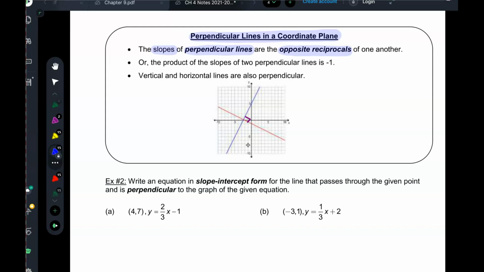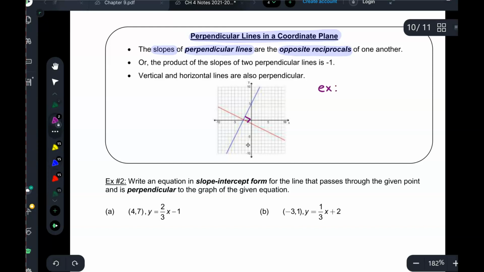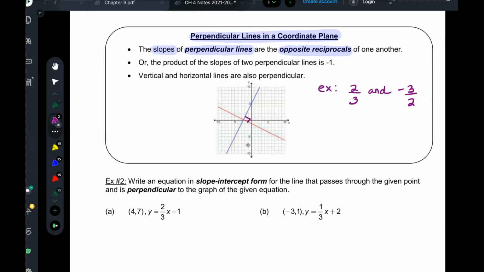Okay, so what are reciprocals? Reciprocals are like flipped, right? So, for example, if I gave you 2/3, the reciprocal would be 3/2. Now, opposite means one has to be positive, one has to be negative. So 2/3 and -3/2 would be examples of opposite reciprocals because one's positive, one's negative, and they are flipped.